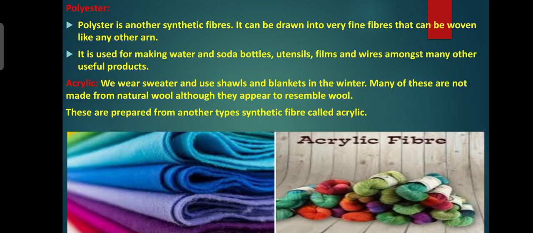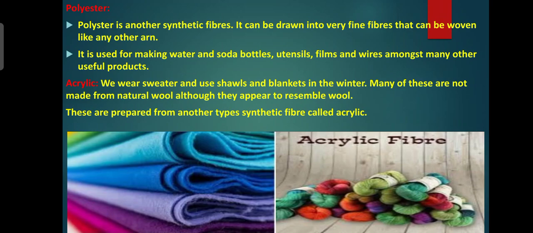Utensils means a type of tool that is used in the home. Film and wire, among many other useful products. Many of the clothes we wear are made of polyester fiber. Fabric made from this fiber does not get wrinkled easily and is easy to wash, making polyester fabric suitable for dress material.